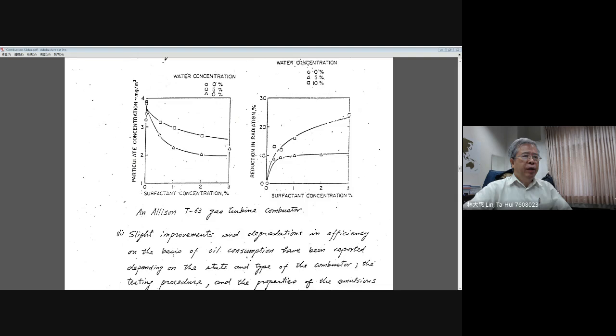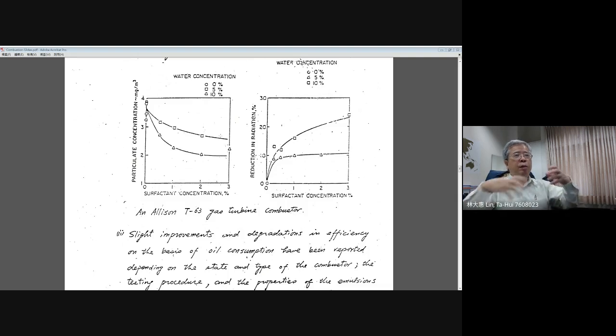If the concentration is equal to 0, that means they are purely burning the test fuel, and they show you the initial particulate concentration on the vertical axis here. But by increasing the water concentration from 0 to 5, the results shown by the square symbols, you can see that as you increase the surfactant concentration, the 5% water addition gives the possibility to reduce the particulate concentration. This is a reasonable expectation, right?